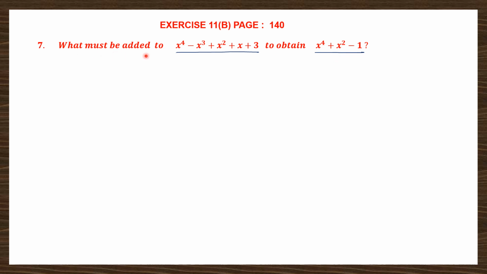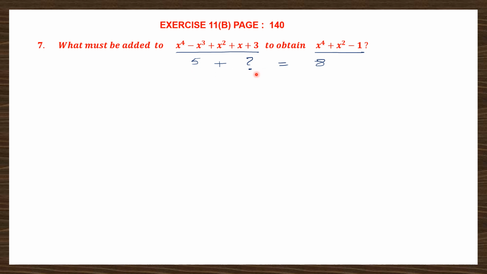Now the question is, what must be added to this to get this, isn't it? So let me replace this with 5. What should I add to this number to get this number? Say, we'll make it 8. So what should I add to 5 to get 8? Instead of this polynomial, I've written 5. Instead of this polynomial, I've written 8. Now we have to find this.